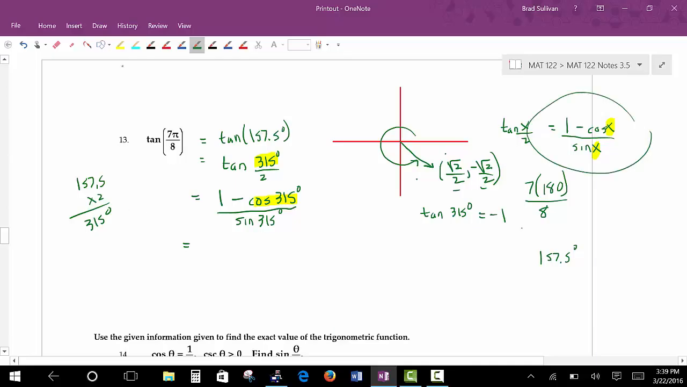Okay, so here's what we do in this problem then. So we need to do, the cosine of 315 is this. So that is 1 minus square root of 2 over 2. Now the sine of 315 is the y value. So we're going to plug that in as negative square root of 2 over 2. Now the reason I like to use this identity is rationalizing the denominator is a whole lot easier.